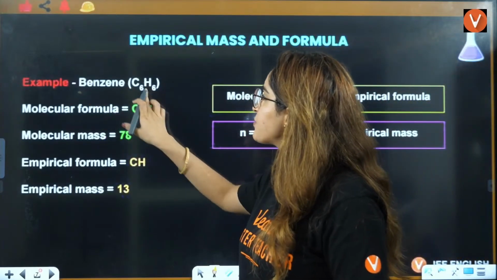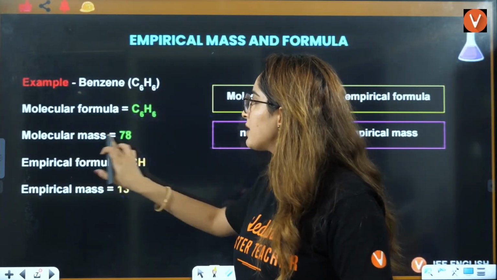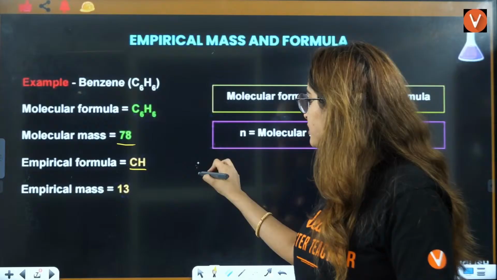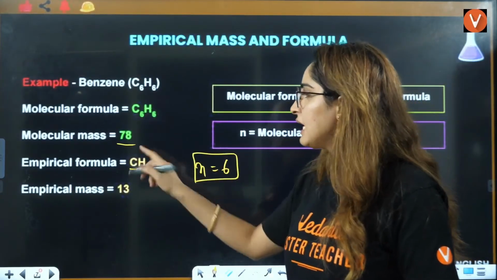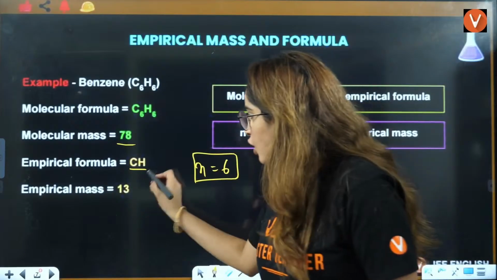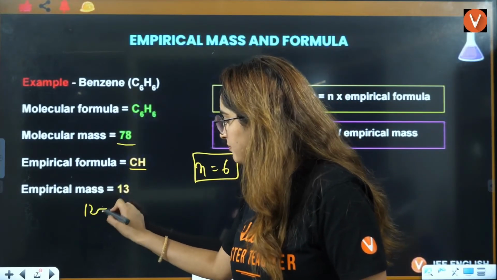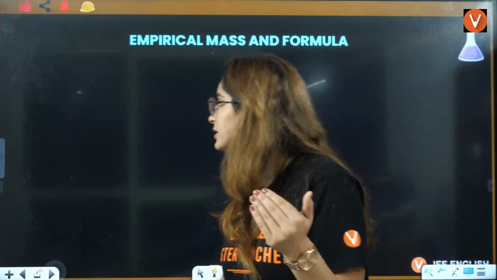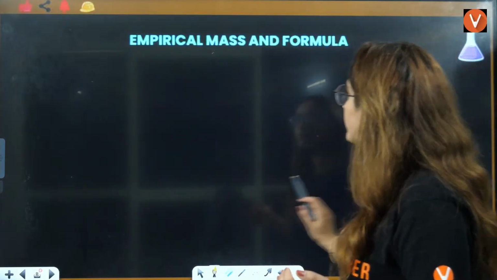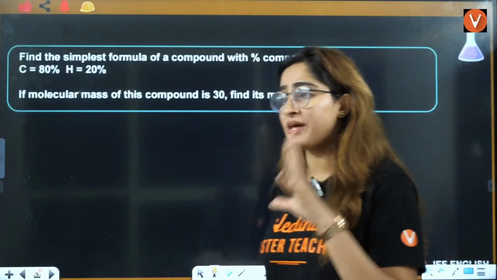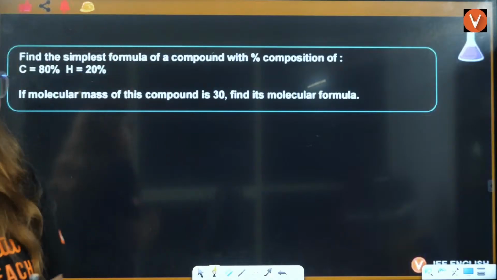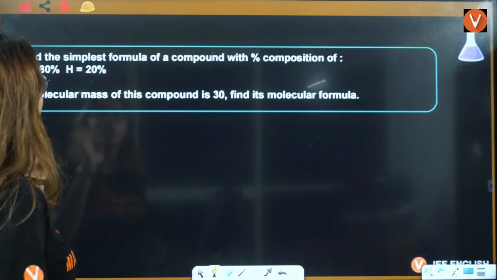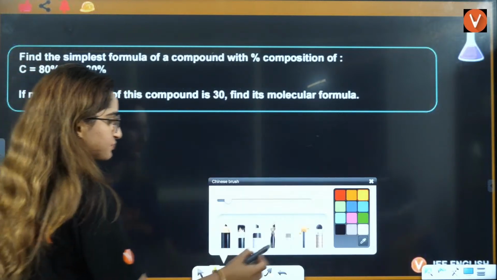So for example, benzene is given, the molecular formula is this, molar mass is 78. Dividing by the empirical mass, N is going to be 6 here, right? The empirical formula is CH, so the empirical mass will be 12 plus 1, that is nothing but 13. Okay, that is about all the terms here. Now let's solve a question so that we can understand what is happening here, right? Find the simplest formula of a compound with percentage composition of carbon and hydrogen given to you.